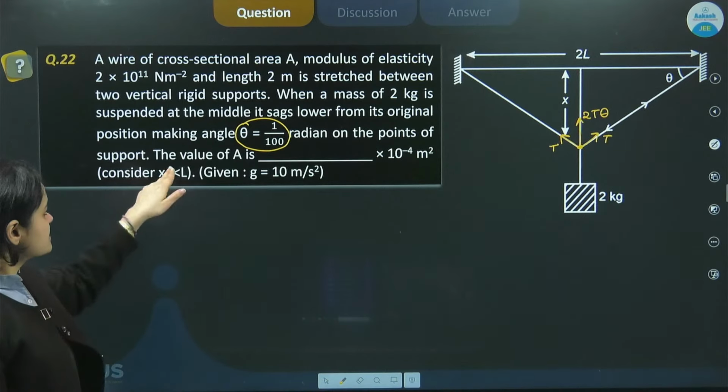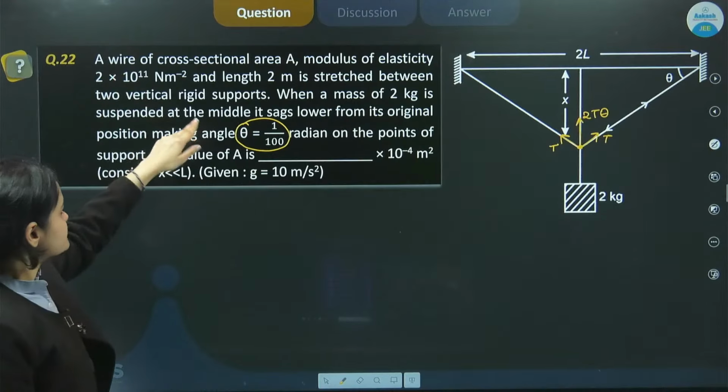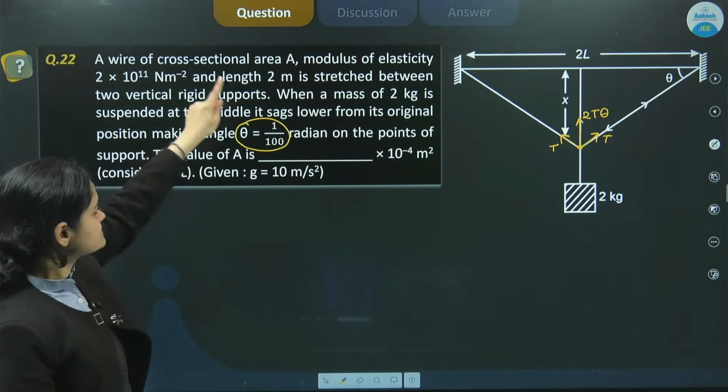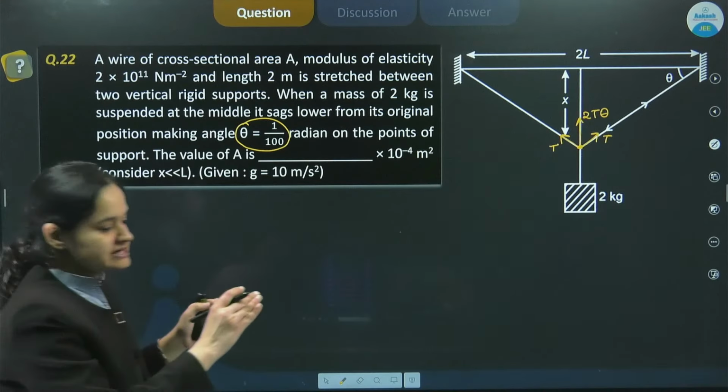Now see, one thing, what do we have to find out? We have to find out the area of cross section of this wire. All right, a few things are given to us. Young's modulus of elasticity is given to us. Length is given to us, mass is given to us. And we have to find the area. So for that, we've been given all the data over here.